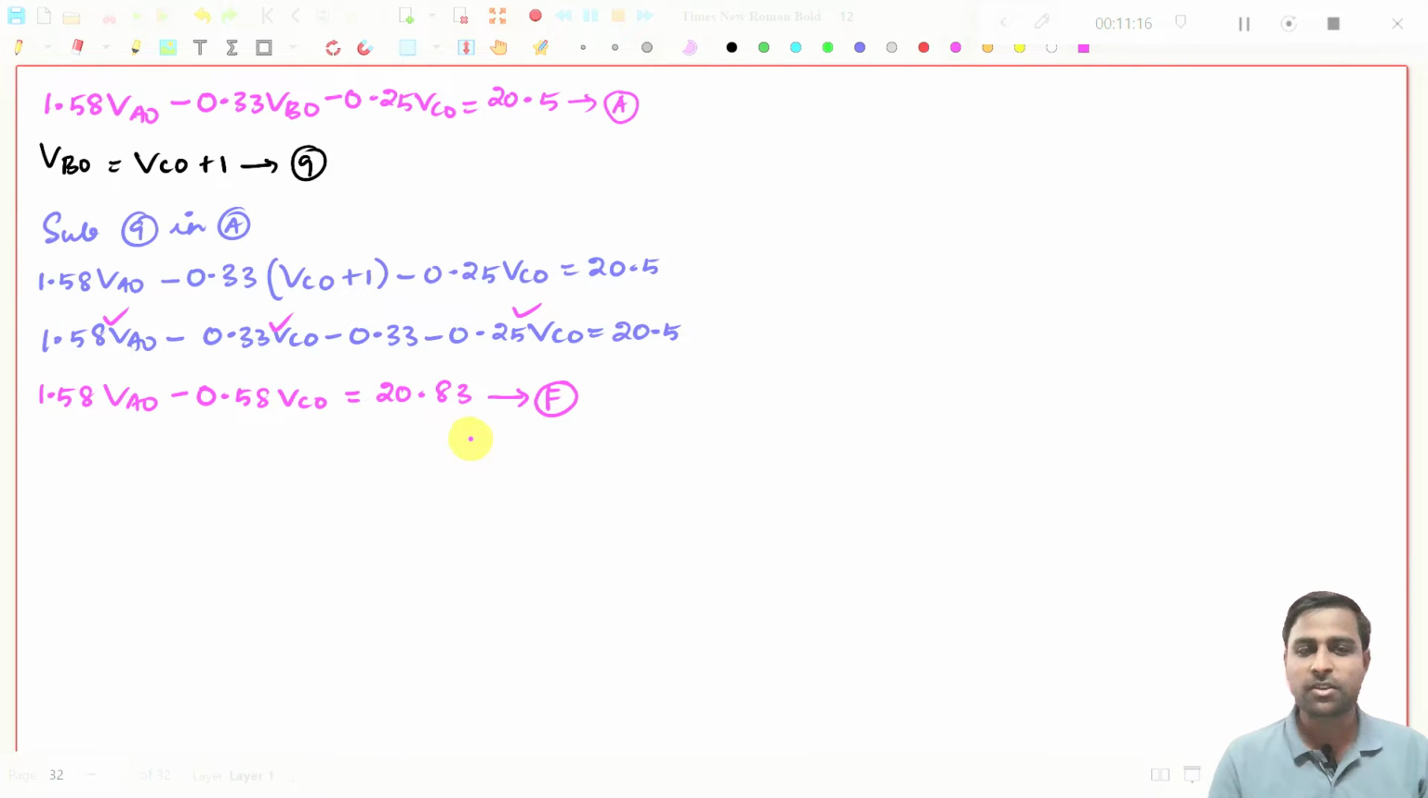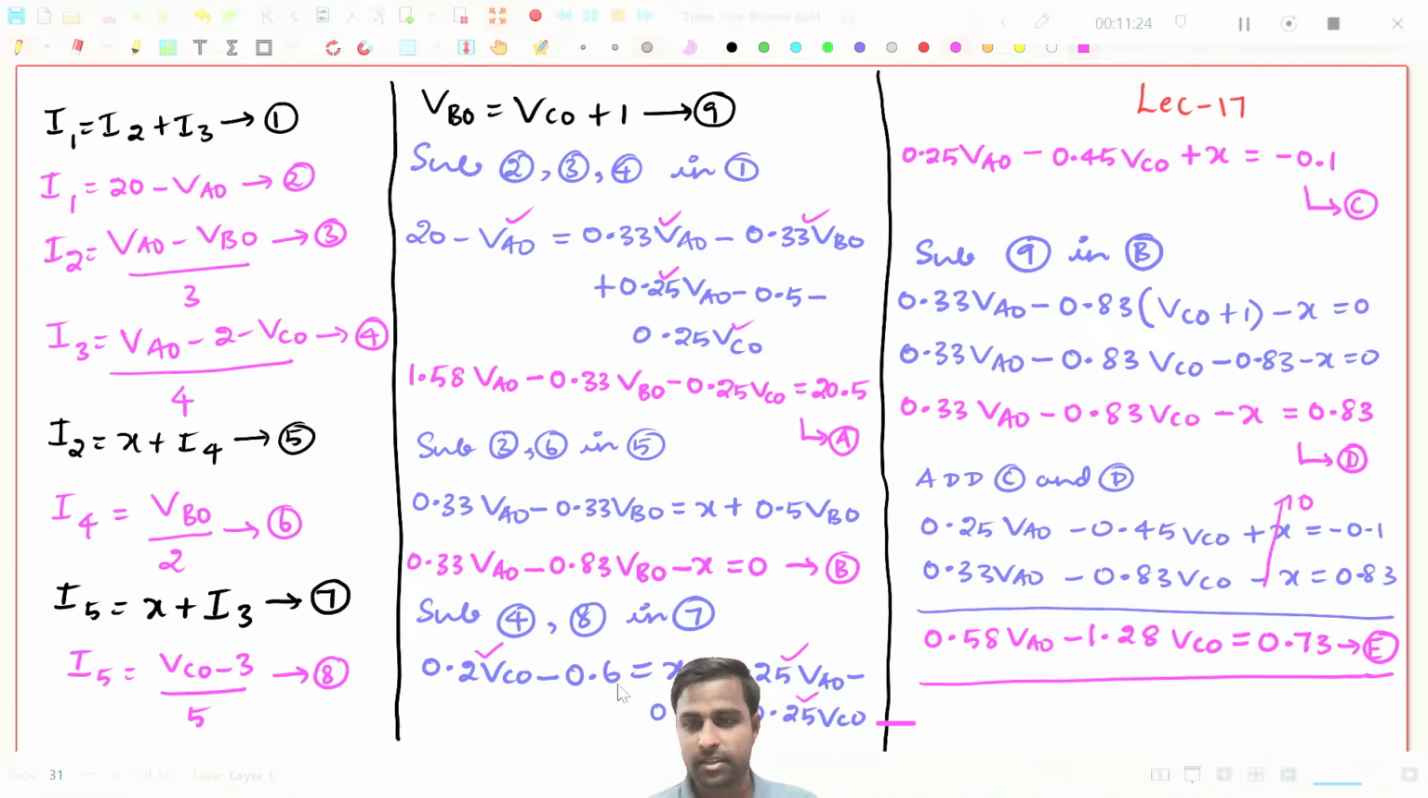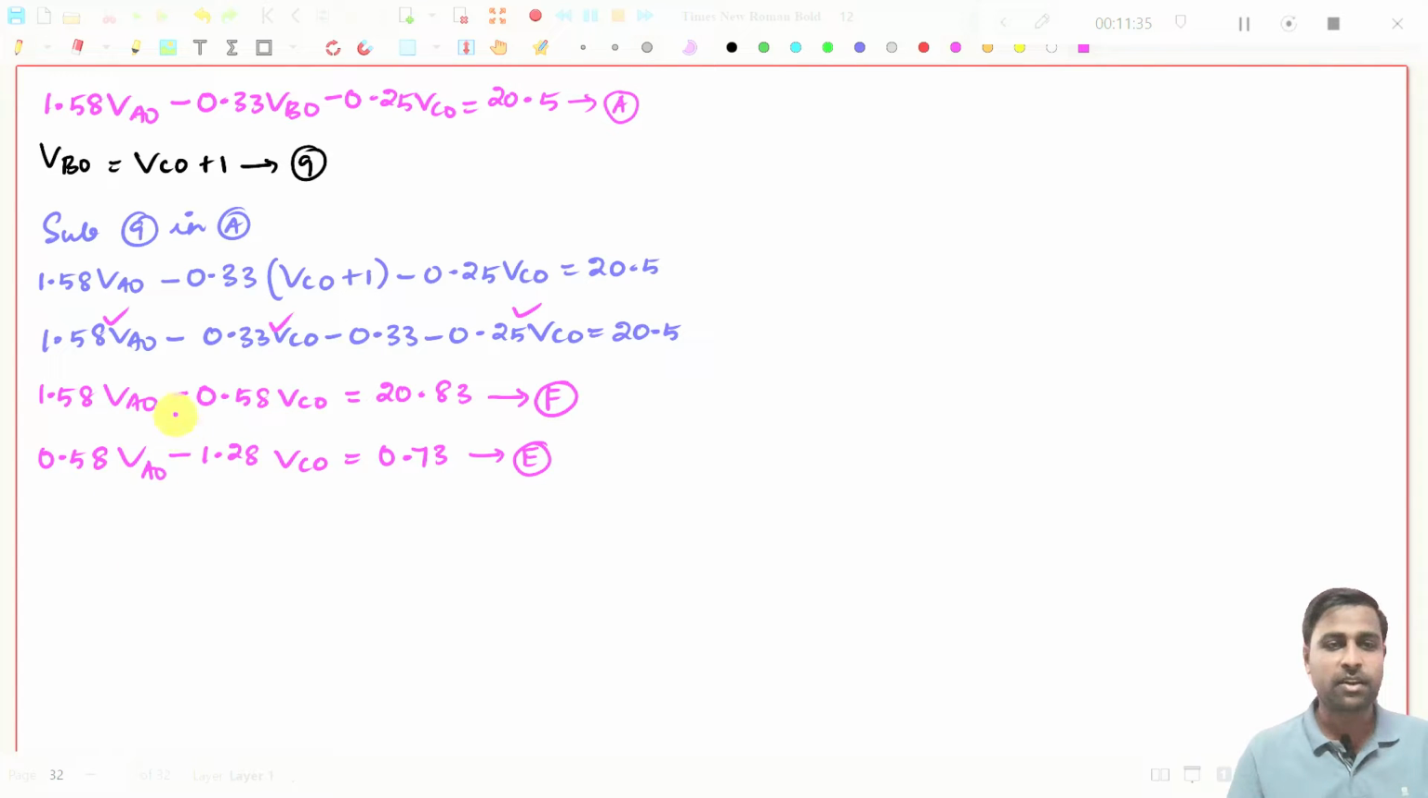Now you see this is expression number F and here you see expression number E. So both have VAO and VCO as unknown. Now you can simplify these two, right? So I will write that. Now you see I have written both expressions. Now these two expressions have two unknowns. So we can easily simplify this, so that you will get what is VAO and what is VCO, right? So I am simplifying this. See, I am getting VAO is equal to 15.56 and VCO is equal to 6.48 volt.